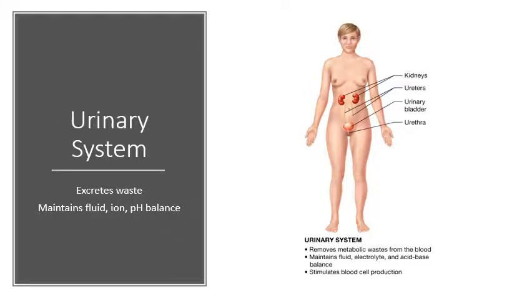Then you have the urinary system, which includes your kidneys and your bladder, and then the little tubes that connect all that together. The major function of the urinary system is to filter waste products out of your blood and then excrete them as urine. And it also has a major role to play, along with the digestive system, in helping you balance your fluids, your ions, and your pH.